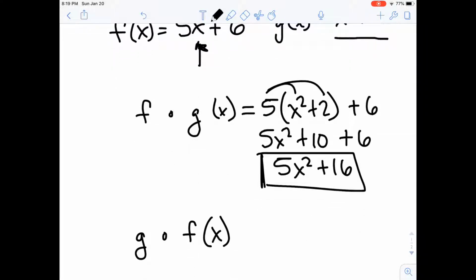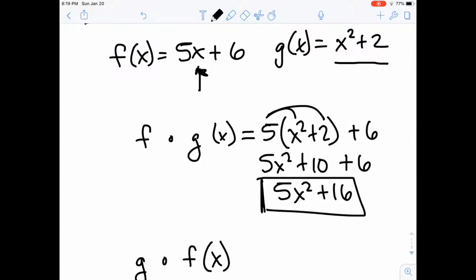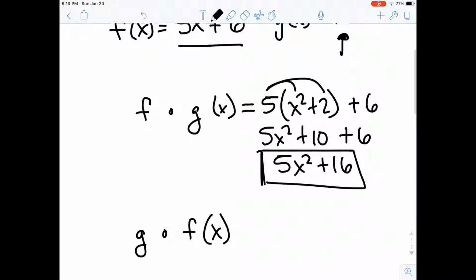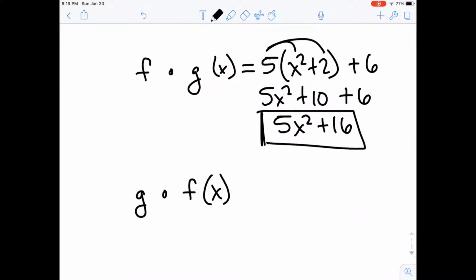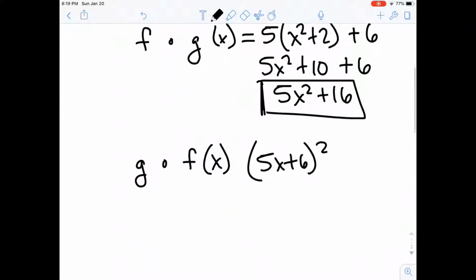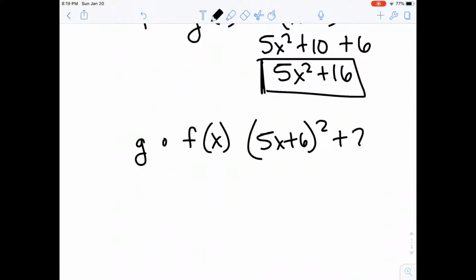Now g of f. So basically you just do the same thing, but kind of backwards. Wherever I see an x in my first function, which is right here, I'm going to substitute all of this. So I have 5x plus 6, squared, plus 2.